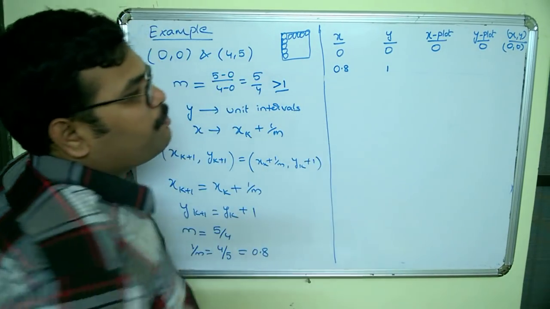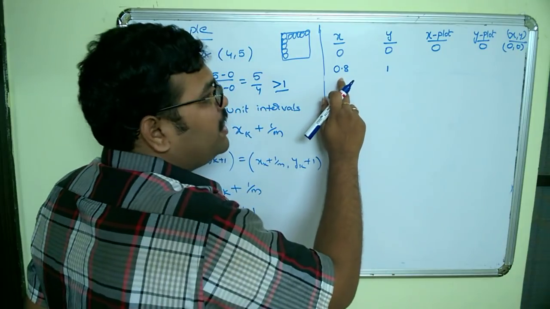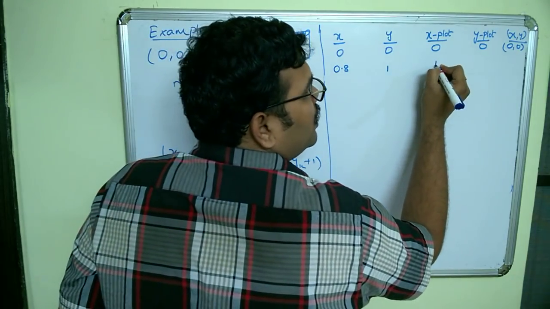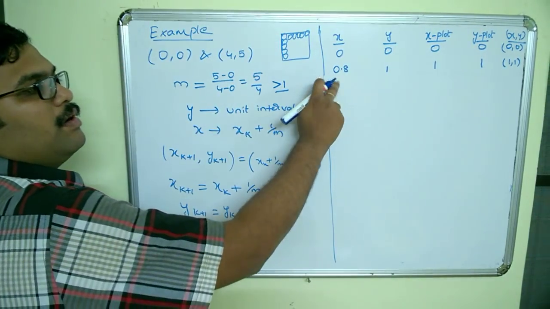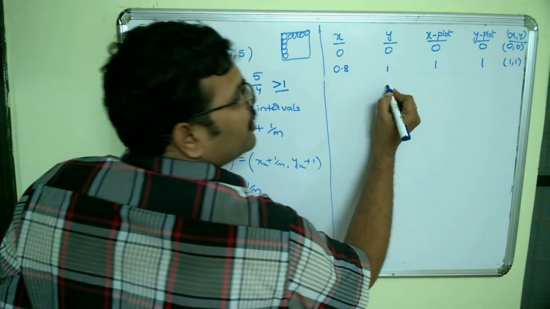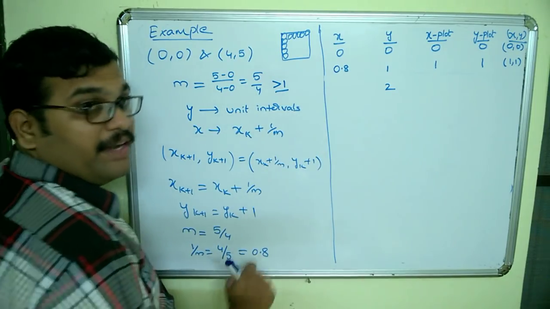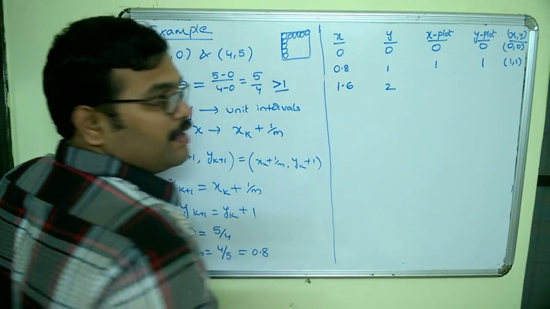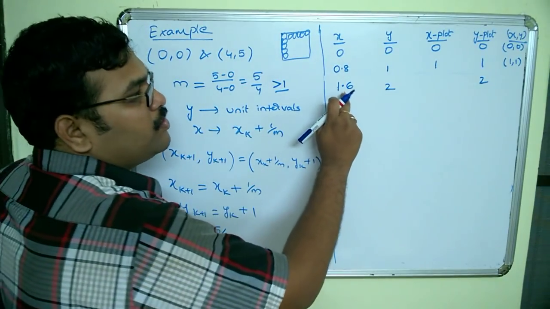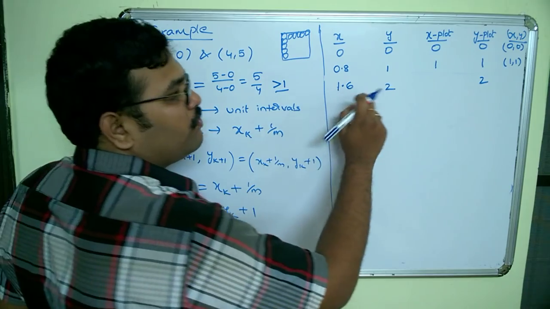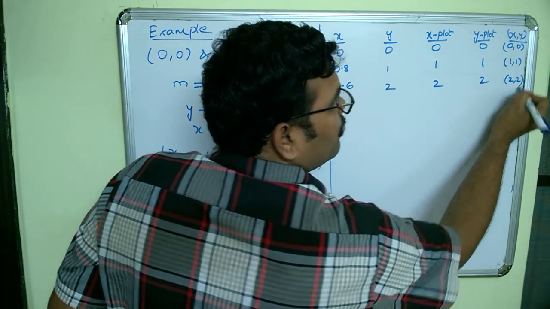So the actual value is 0.8, but while plotting in the graph, we have to round. It is greater than 0.5, so we round to the upper boundary. The next point will be 1, 1. Now, y moves in the unit interval, so y becomes 2. X moves with 1 by m difference, 0.8 plus 0.8, so 1.6. So y plotted will be 2 and x plotted will be rounded. It is also greater than 0.5, so we round to the upper value. So 1.6 becomes 2. The next point will be 2, 2.